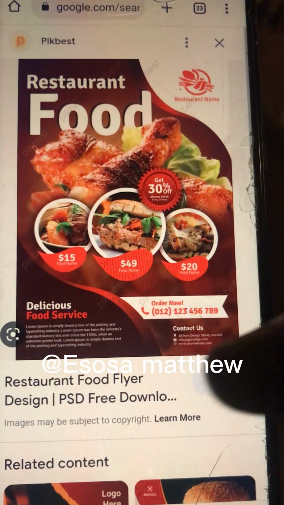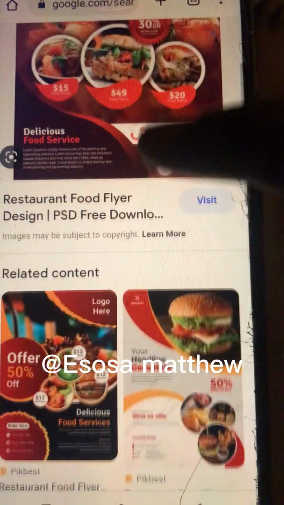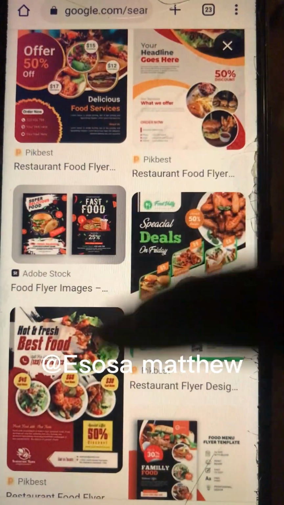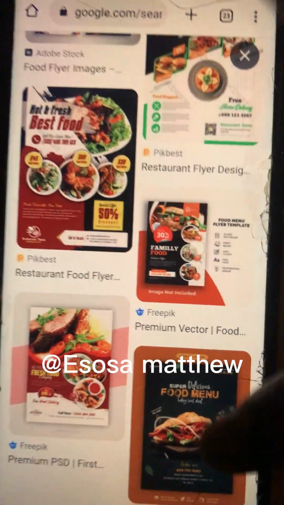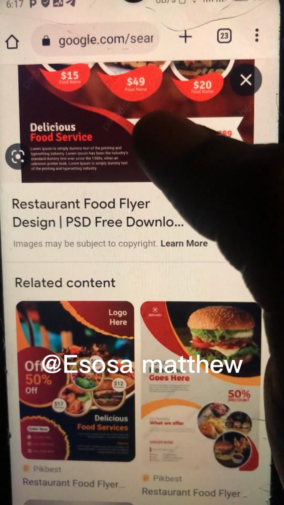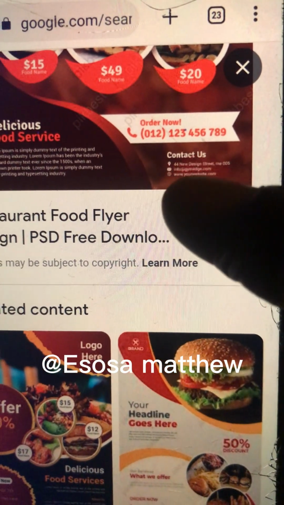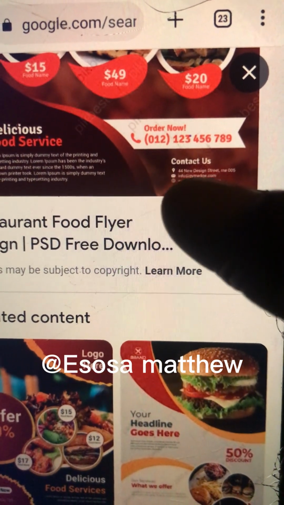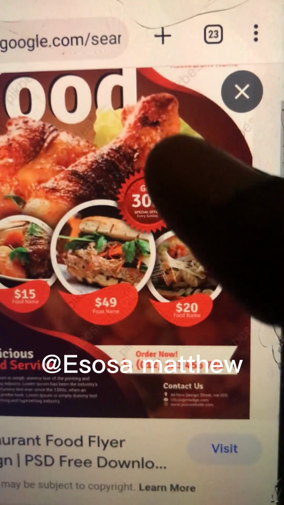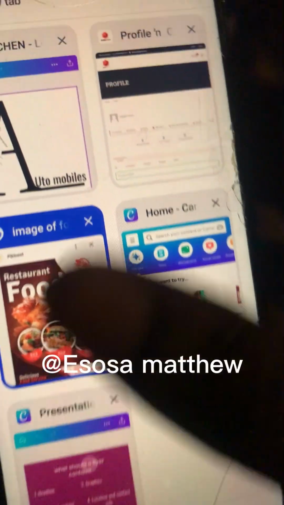Let's go back here. This is an example of a flyer. I'm using flyers from the net so you can see other people's work. You can go check out other flyers yourself and see the way they look. Coming back here, you can see "Order now" with a telephone number, then "Contact us" with the address of the particular company, store, or restaurant. That is the last part of what your flyer should contain.